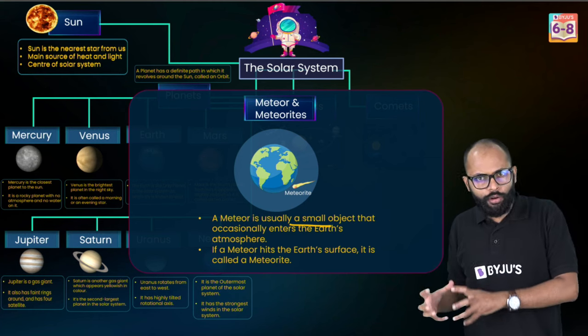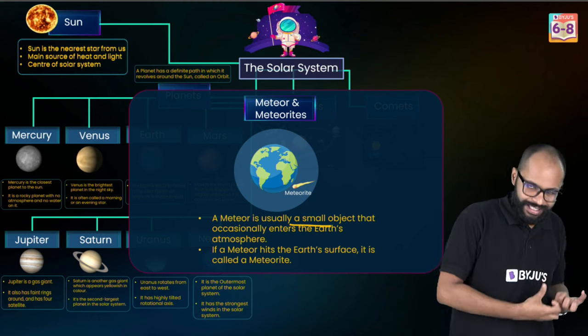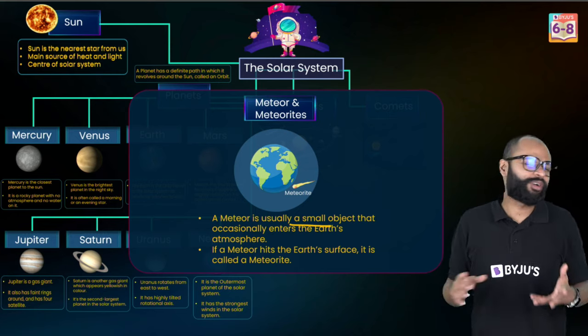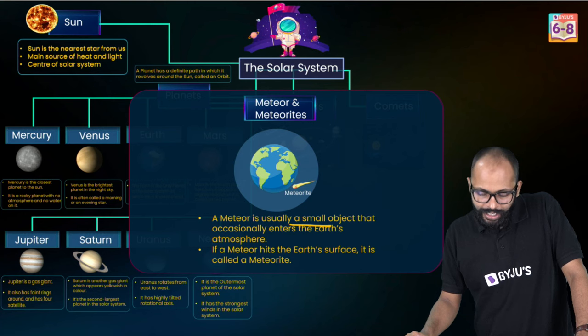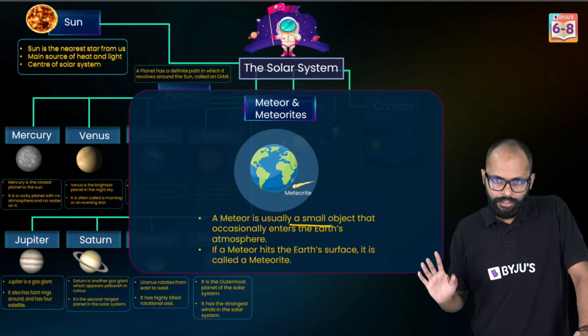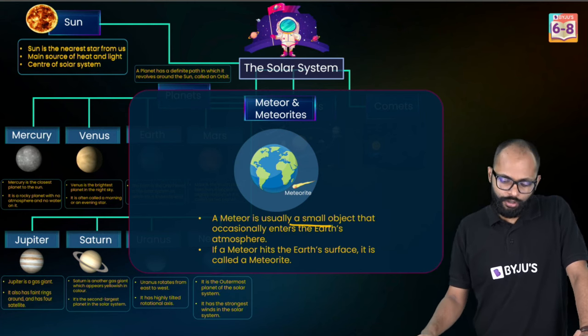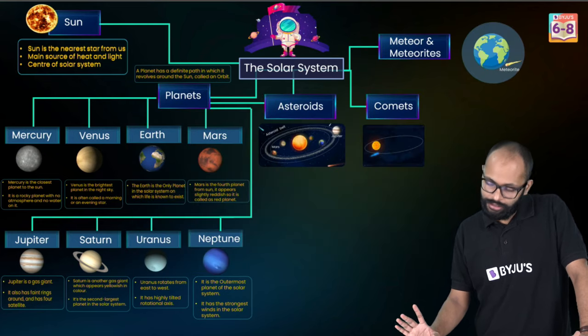Okay, meteoroid, meteor, and meteorite. This difference, I hope it's clear, because it's very confusing, believe me, right? Okay, fine. That's why it's called a meteorite when it comes to the Earth. Clear? And that's how meteor and meteorites are clear.